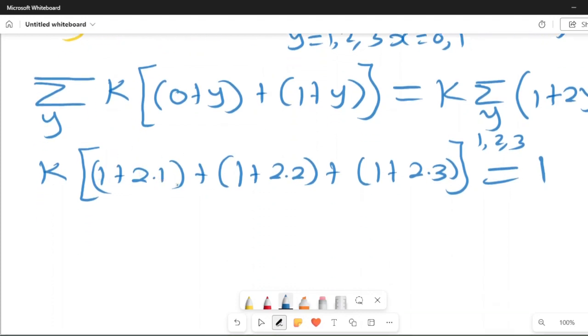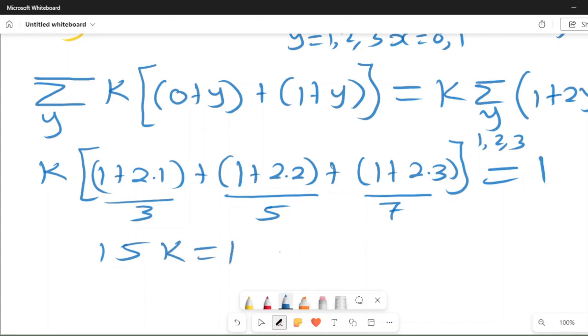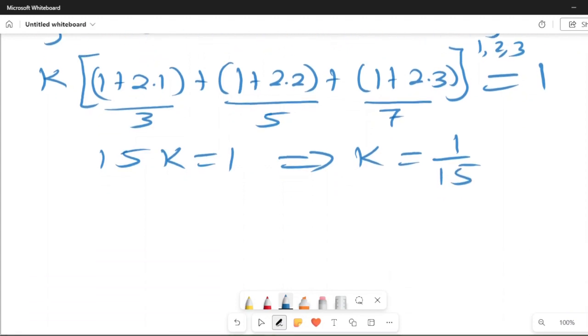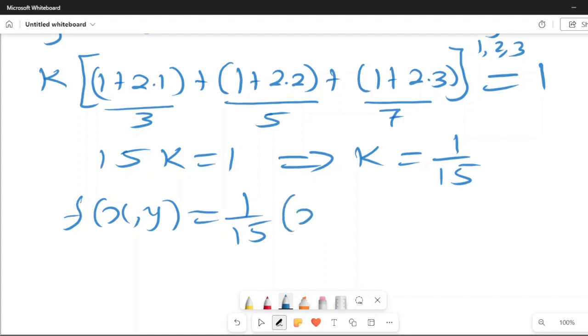It's 2 times 1, that is 2, plus 1, this is 3. This is 2 times 2 is 4, plus 1 is 5. This is then 7. And all this gives me 15. So 15k is equal to 1, and this means that k is equal to 1 over 15. And that tells us we can write our f of x, y to be equal to 1 over 15 times (x plus y), where x is 0 and 1, and y is 1, 2, and 3.